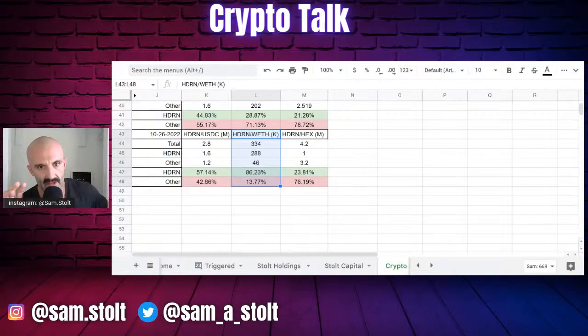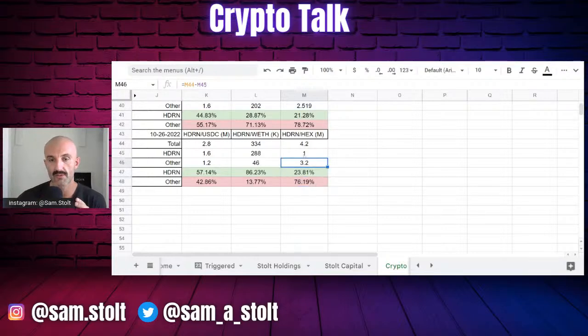So the Hedron ETH pool is pretty small, right? In comparison, 10x smaller than Hex Hedron and nearly 10x smaller than Hedron USDC. But what will happen is, well, this one's pretty close. This isn't too far off, but this is going to adjust closer to 50-50. At some point, this is going to adjust for 50-50. Now, in that example, we have Hex at 3.2 million and Hedron at 1 million, right?